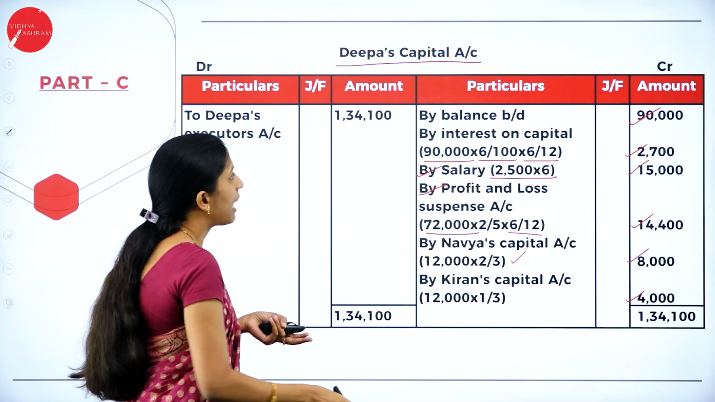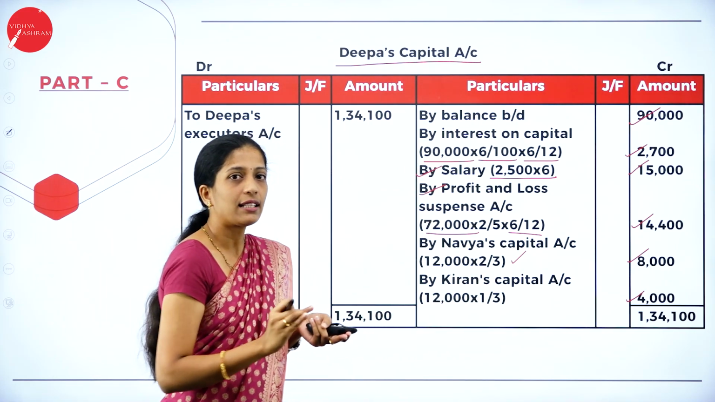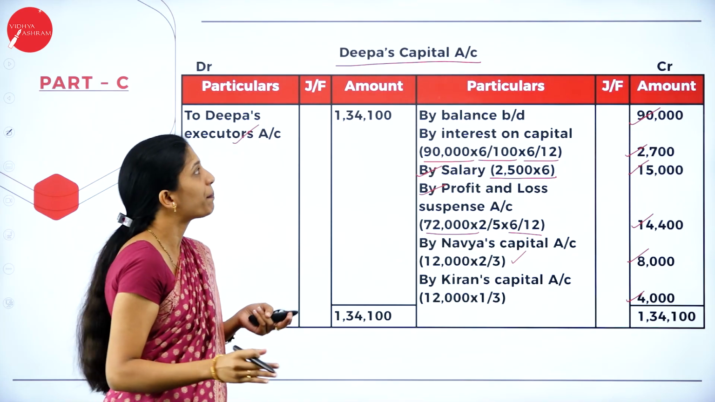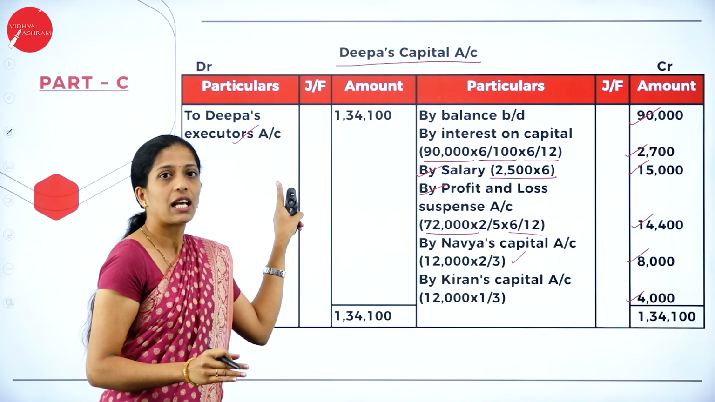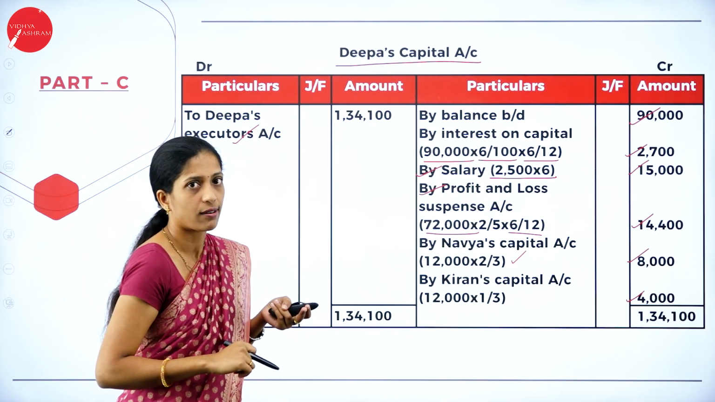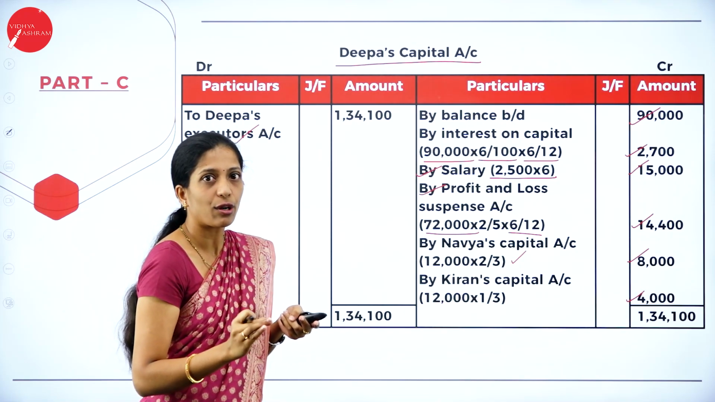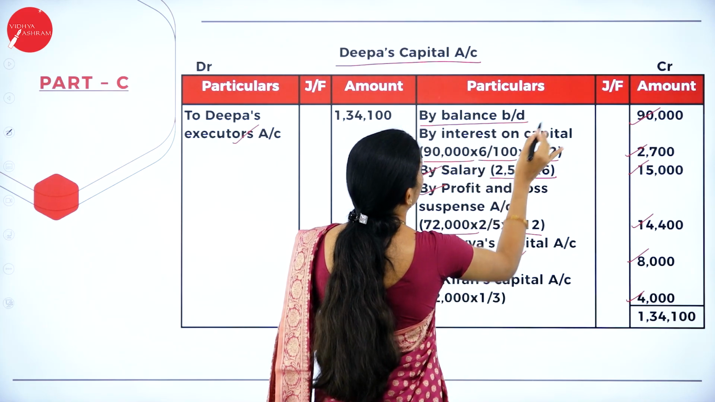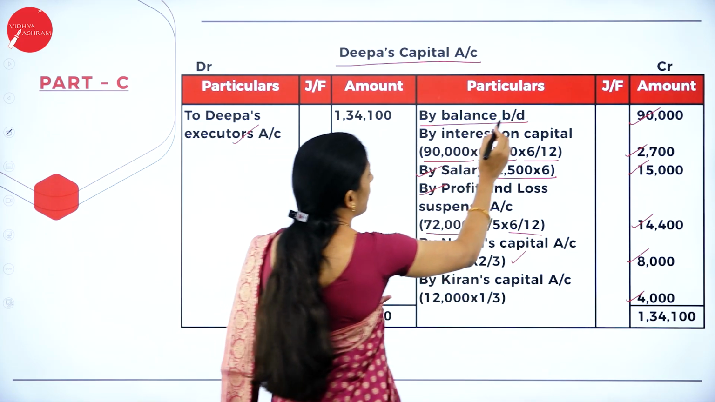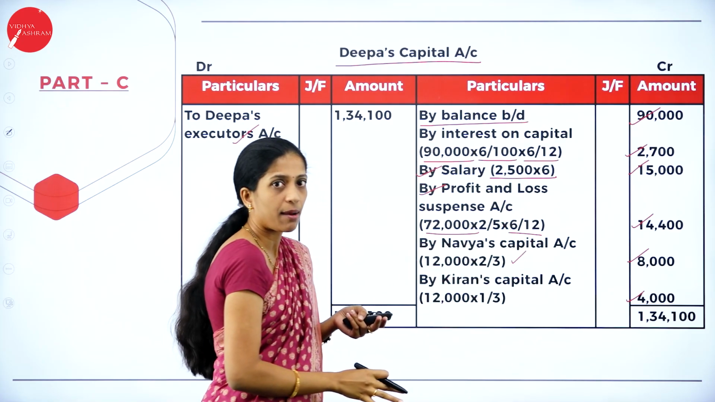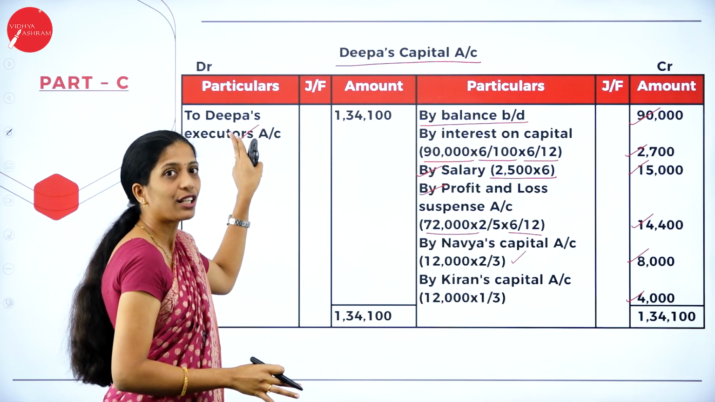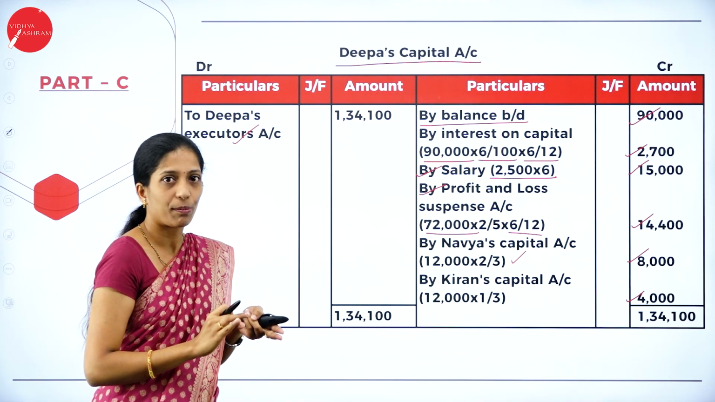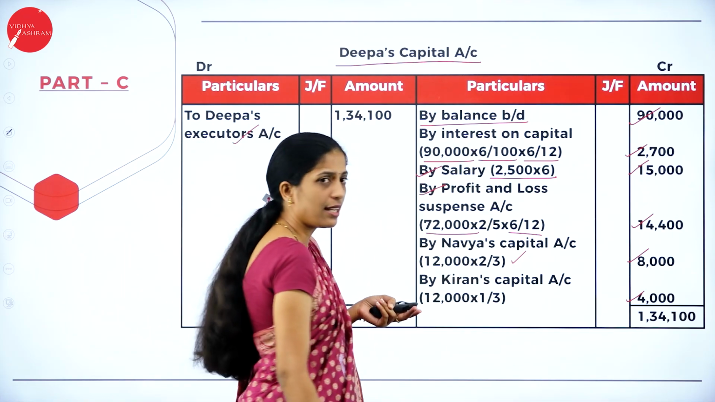Okay, so other than that, everything comes under credit side and the balancing figure has to be transferred to Deepa's executor's account. Since we are preparing Deepa's capital account, balancing figure has to be transferred to Deepa's executor account. Suppose if you are preparing Deepa's executor's account, then here instead of by balance brought down, you will write it as by Deepa's capital account. Rest everything will be same, but while transferring the balancing figure, here you will write by balance carried down. Okay, so that much difference you have to make. Other than that, all the calculations are same.